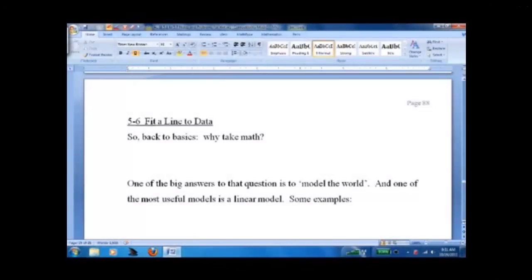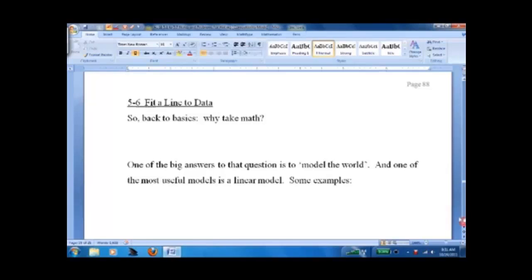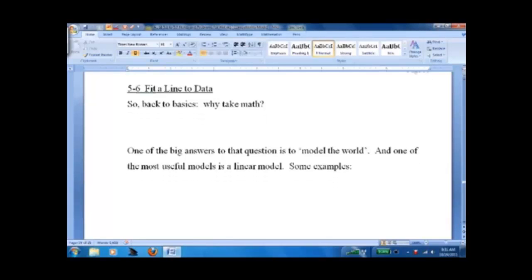So, section 5-6, why do we take math? Well, there's lots of good answers to that question. The first can be general problem solving. We use it in life, but not algebra per se. Some people do, not everybody.